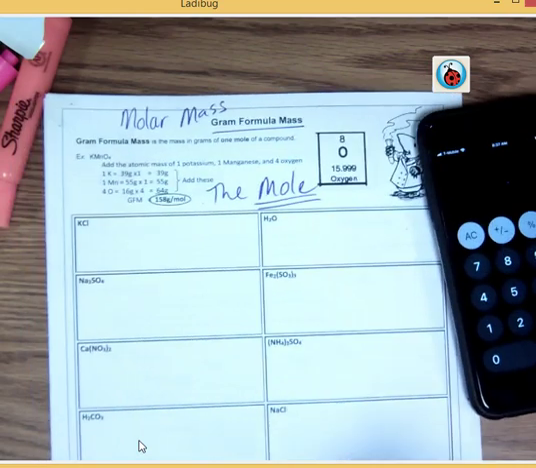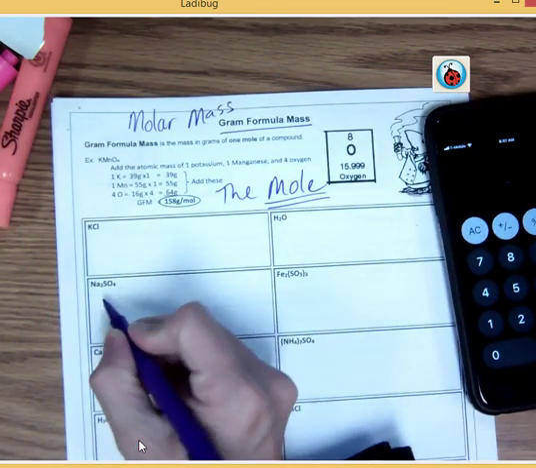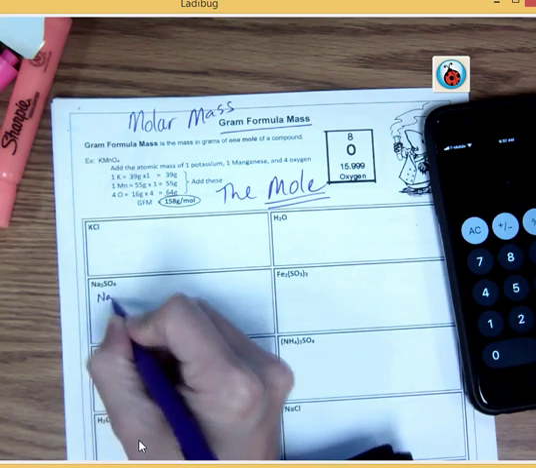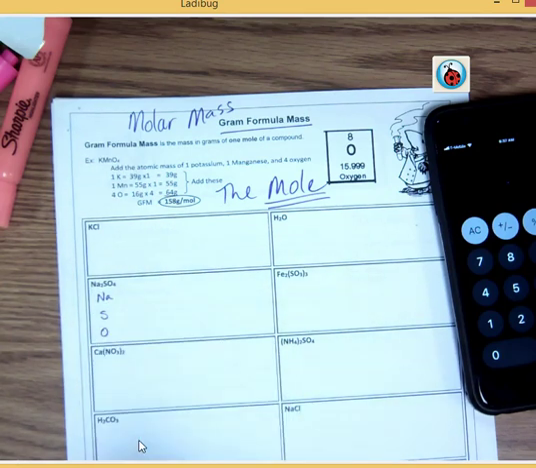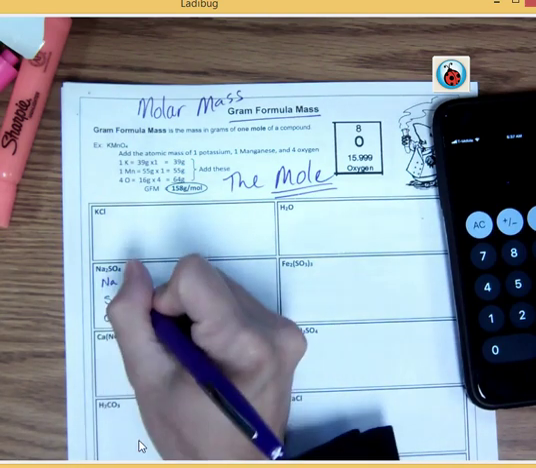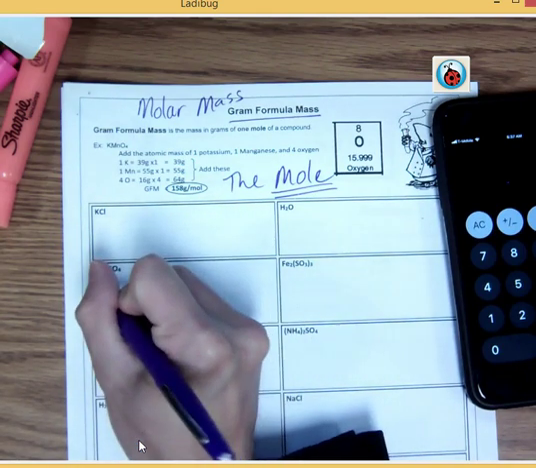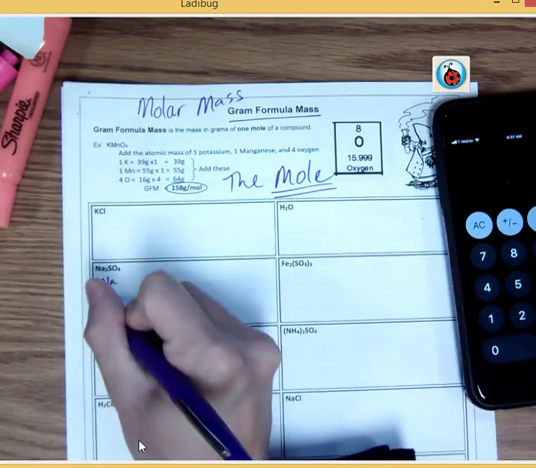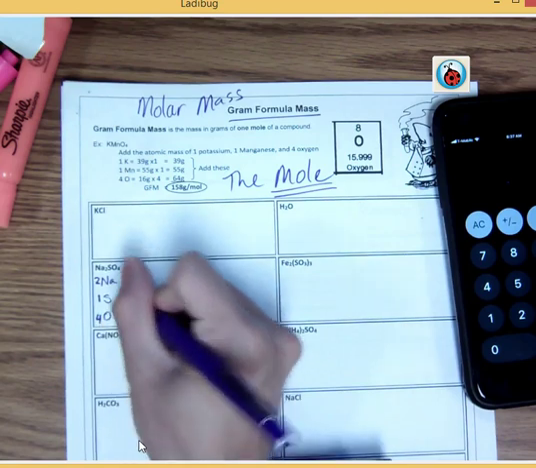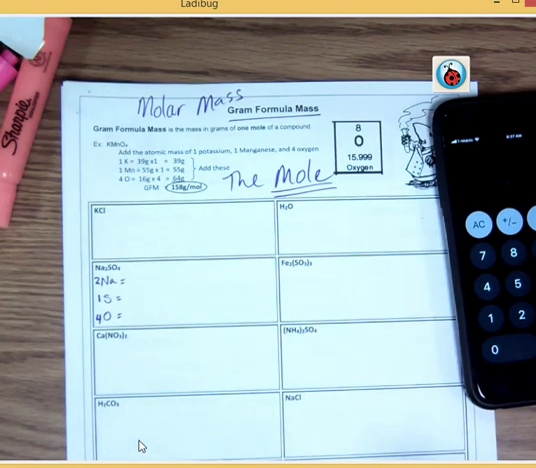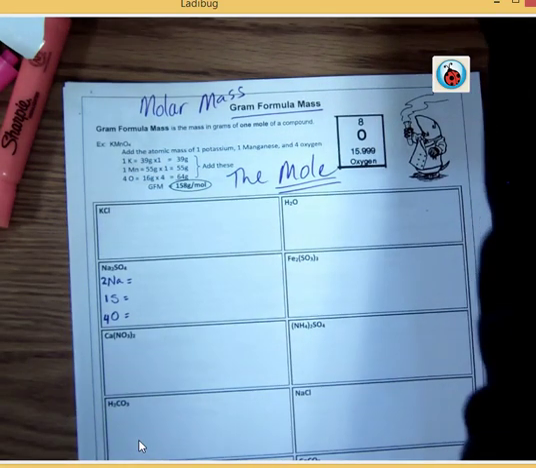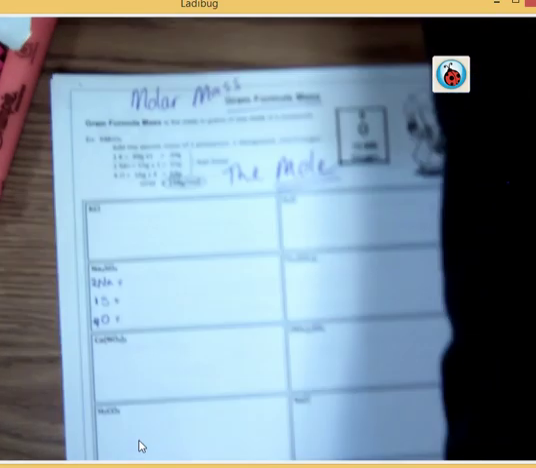First thing, what you're going to do is list all the elements that you see. We'll start with Na2SO4. So Na, sulfur, and oxygen. Okay, that's the three elements you should see on that one. Then count how many of each. We have 2 sodiums, 1 sulfur, and 4 oxygens. And what you'll do next is find the mass of these and then add them all together.